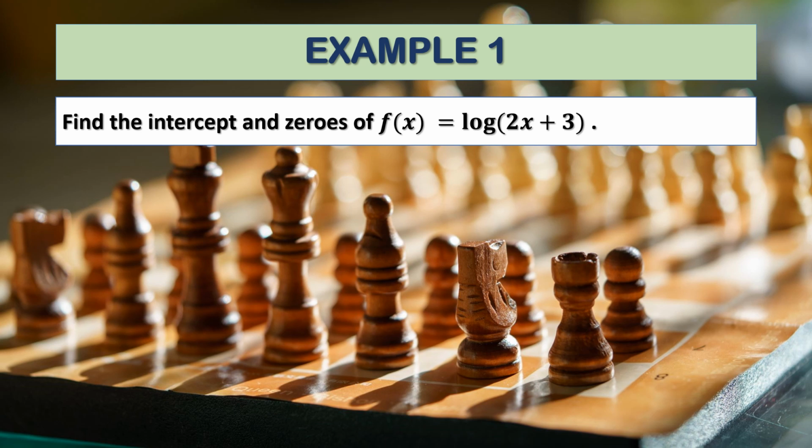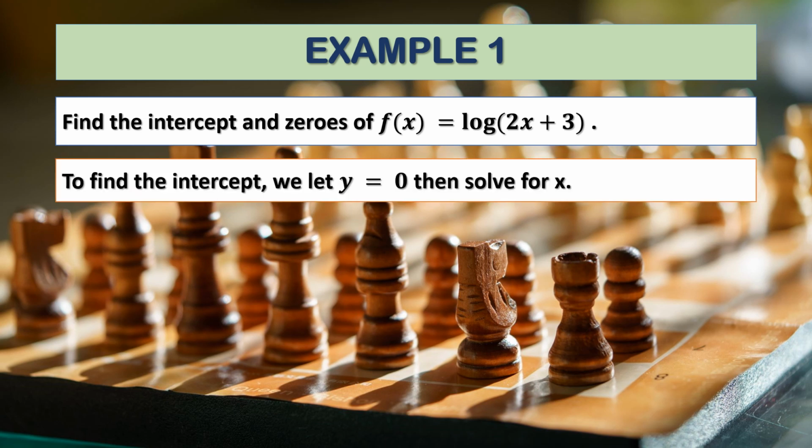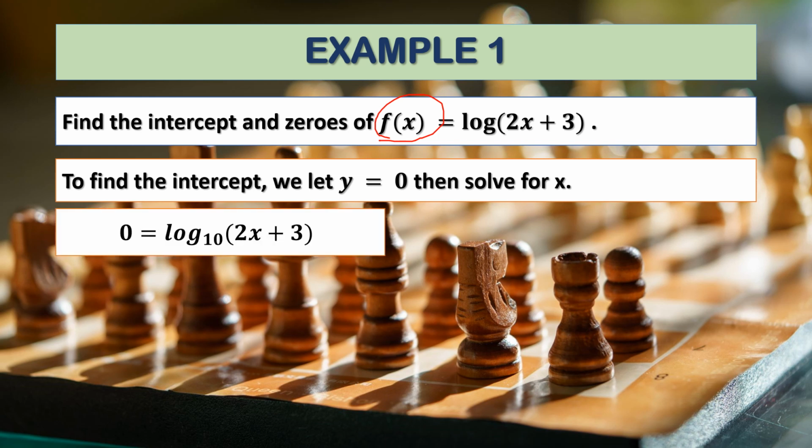You will notice that there is no base written because the base here is 10, and that is a common log, or the common logarithm. So to find the intercept, we let y equal to 0. So we are going to let this equal to 0, then solve for x. So here it is now: 0 is equal to the log of 2x plus 3 with base 10.